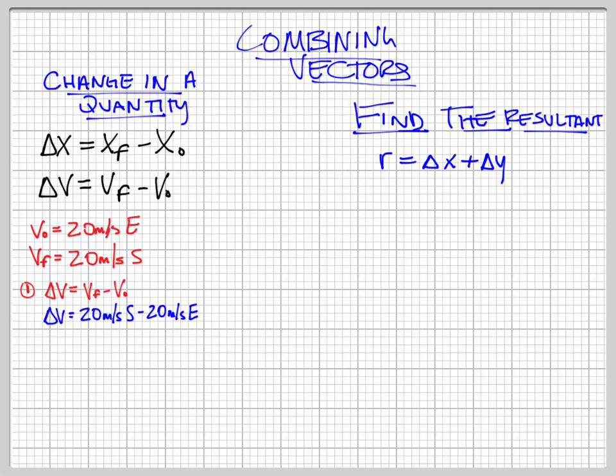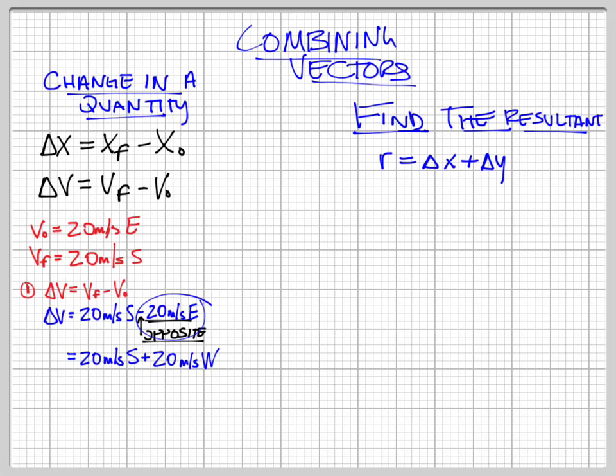But I don't know how to do triangle math with subtraction. And when we talk about a negative sign, it just means an opposite. So really, I want the opposite of 20 meters per second east. So a better way to write this would be 20 meters per second south plus 20 meters per second west. Because I took the opposite of 20 meters per second east. I did what that negative sign told me to do.